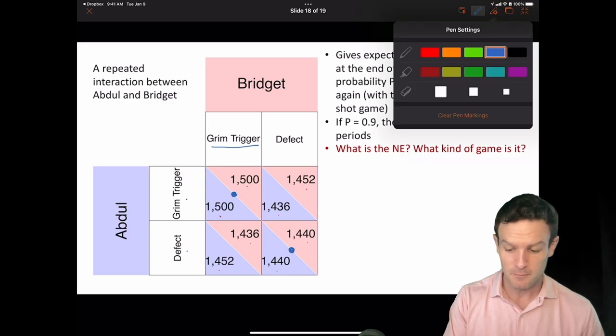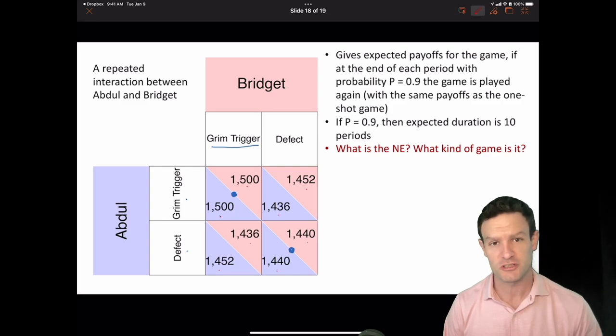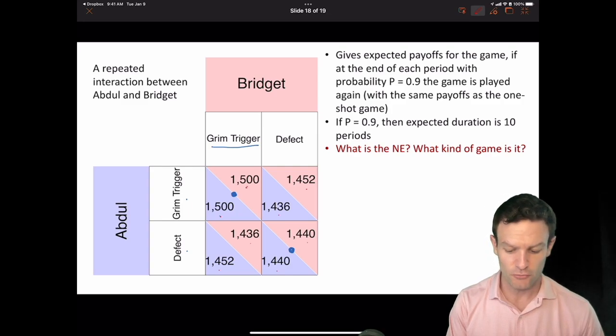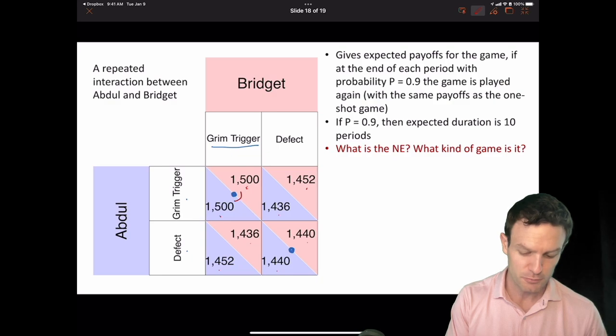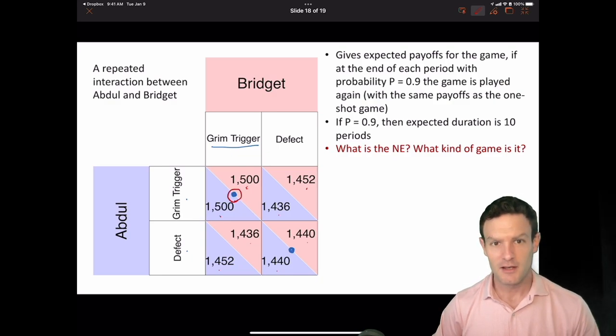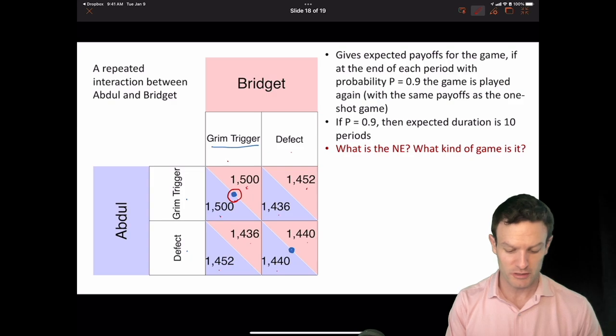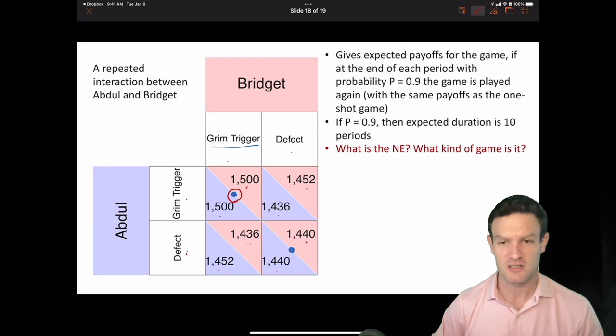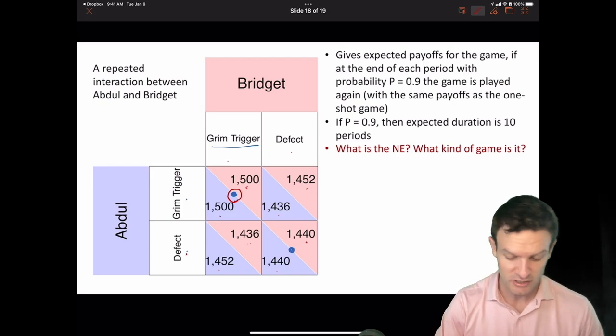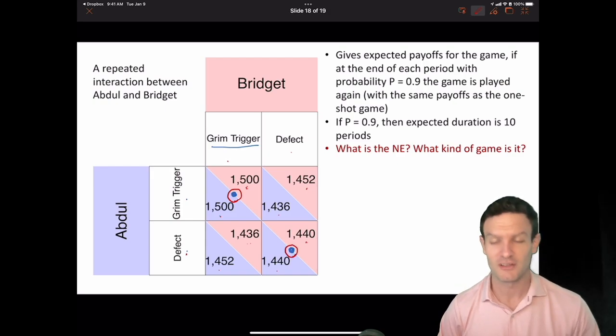Now, what is Bridget going to do? She's going to go through a similar process. 1500 or 1452 against Abdul playing Grim Trigger. What does she prefer? She prefers Grim Trigger. She's going to put her hollow circle in there. Similarly, Defect or Grim Trigger versus Abdul playing Defect. She gets 1440 or 1436. 1440 is larger. She puts her hollow circle in there.